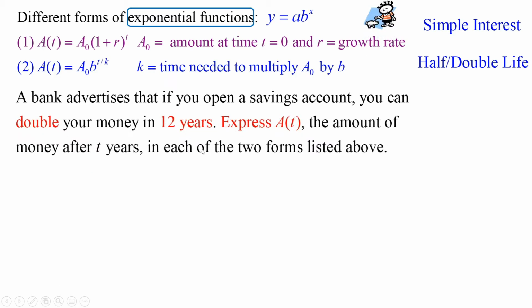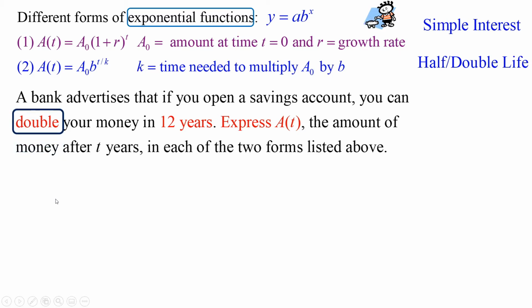What we're going to develop in this lesson today is your ability to take a story problem and put it into one form and then convert that form to the second form. So you take what they give you to determine which form you're going to start with. A bank advertises that if you open a savings account, you can double your money in 12 years. I'm doubling my money. Half-life, double-life, I think I'm going to use form 2.